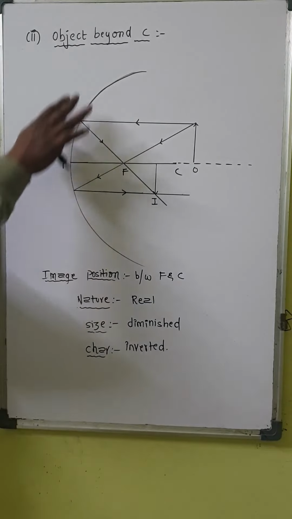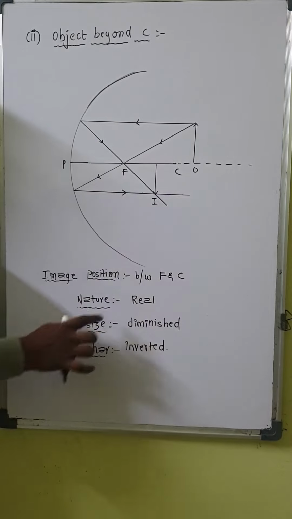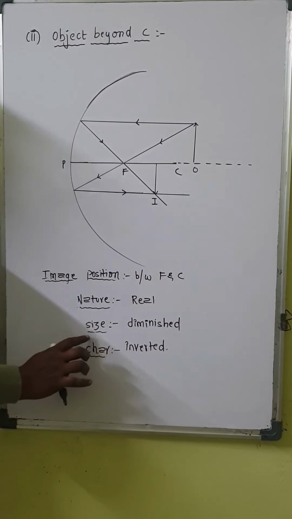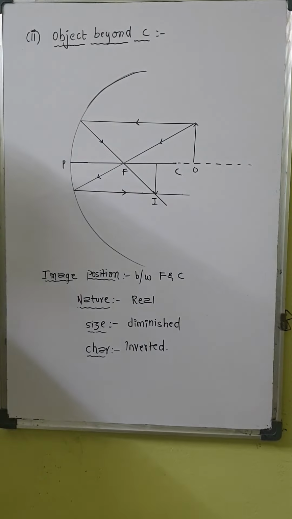So for this second position, when the object is beyond C, the image is formed between F and C, nature is real, size is diminished and characteristics are inverted as the image is formed below the principal axis. Now let us see the third position.